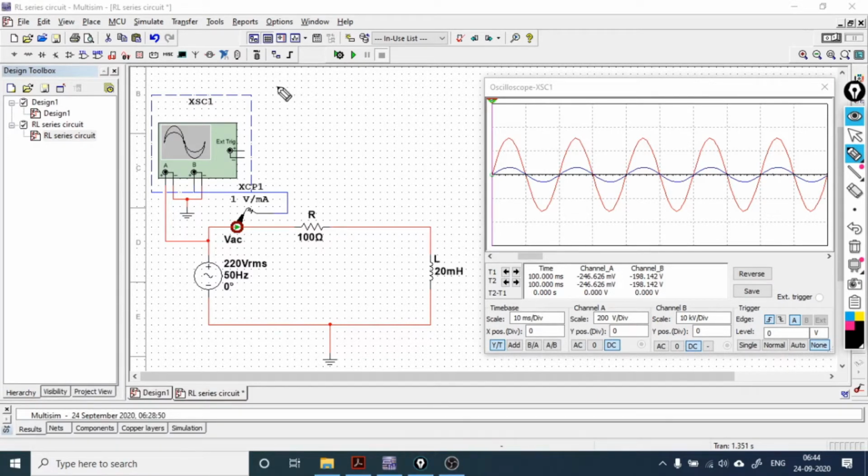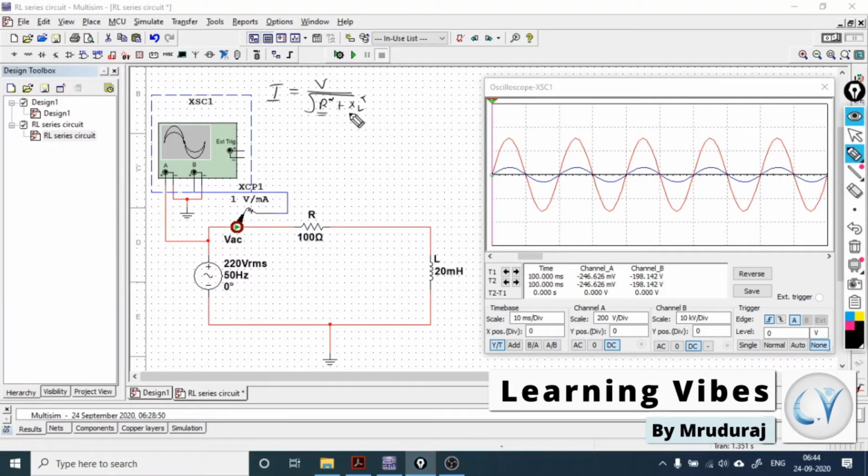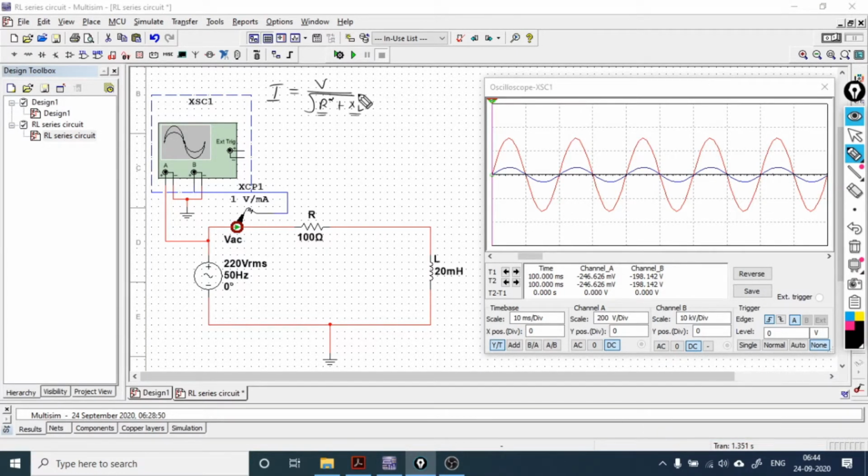That means we know the equation I is equal to V under root R square plus XL square. So the value of resistance is much larger than value of XL. That means that this circuit is going to behave more like resistive circuit and less like inductive circuit. Now you just observe this waveform. Let me draw it.